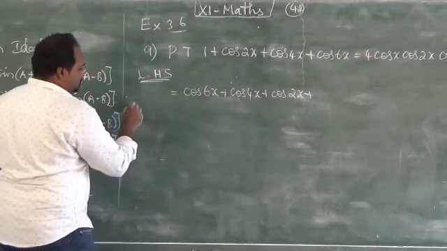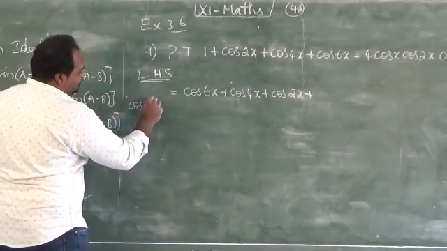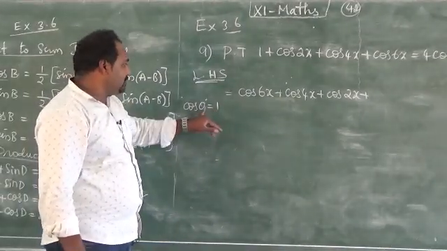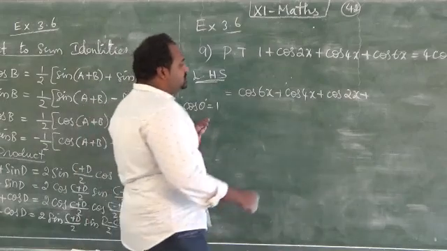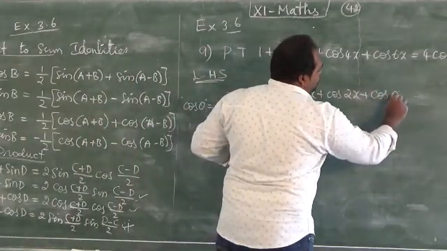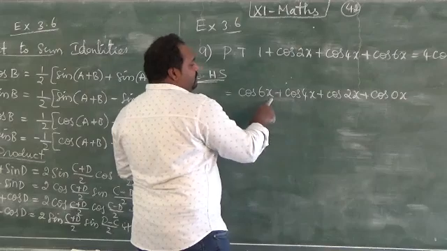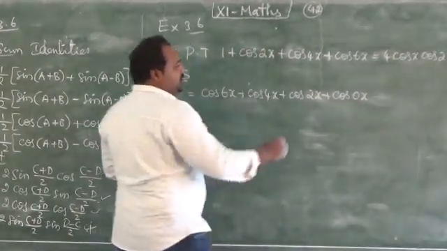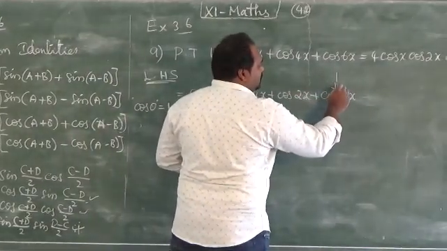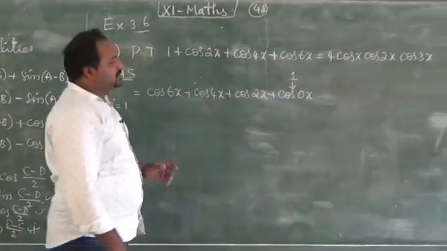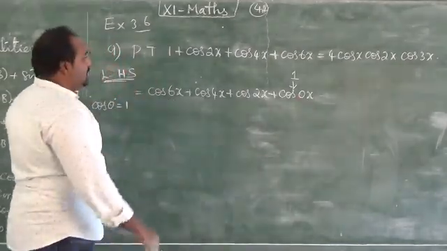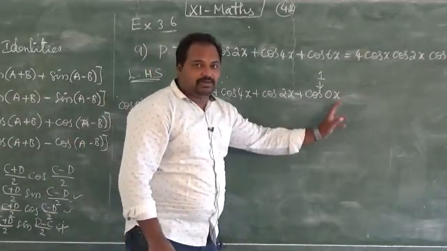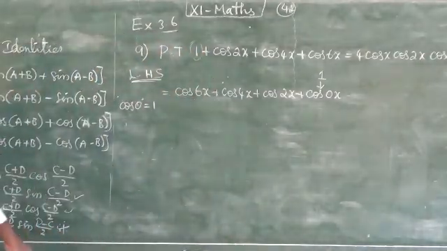Instead of 1, we know that cos 0 degree value is 1. So instead of 1, I am going to write cos 0. Because we have a variable with values, I am writing 0 into x. So 1 can be written as cos 0x. Now I can change the numerical value into a trigonometry ratio. Only then can we use the property.